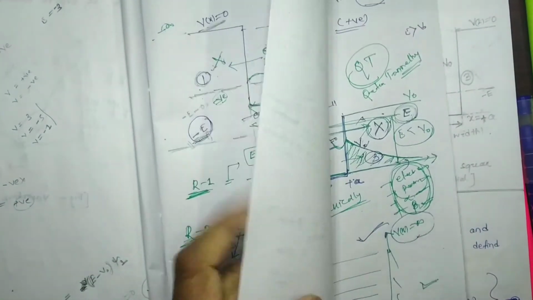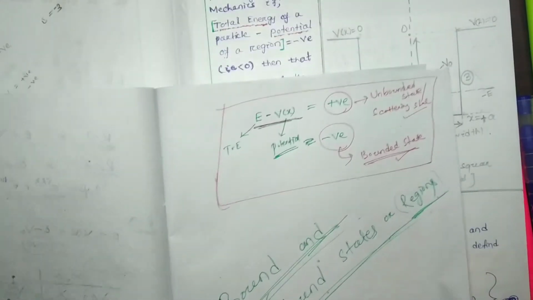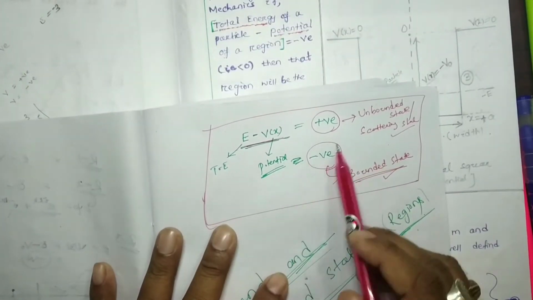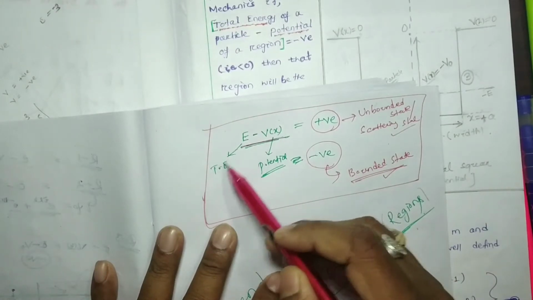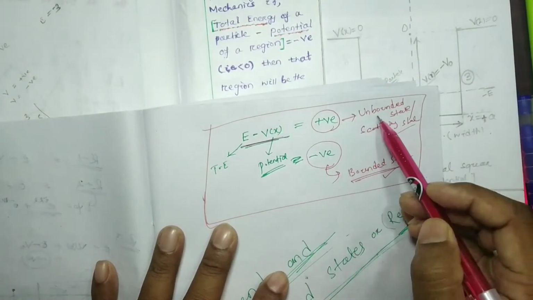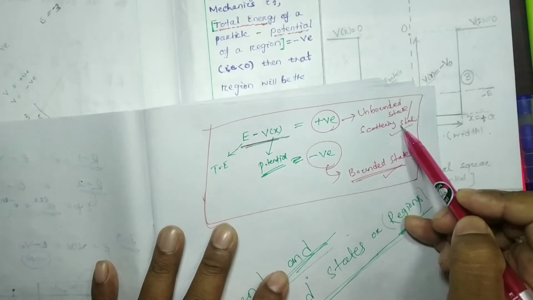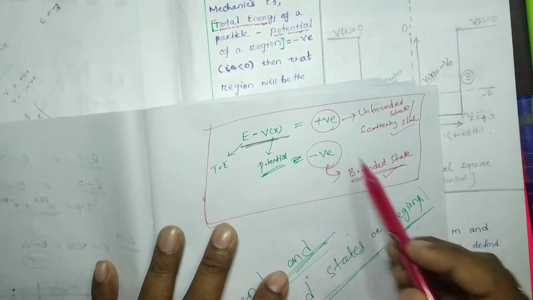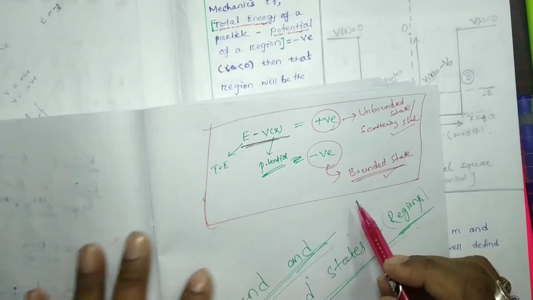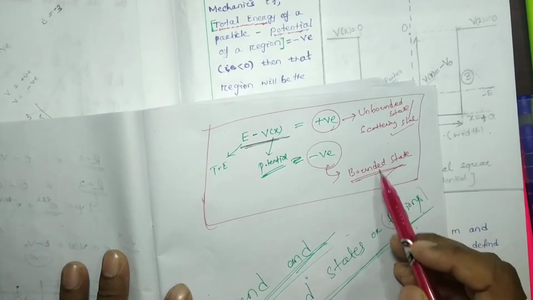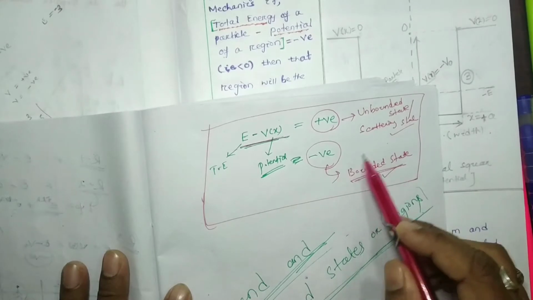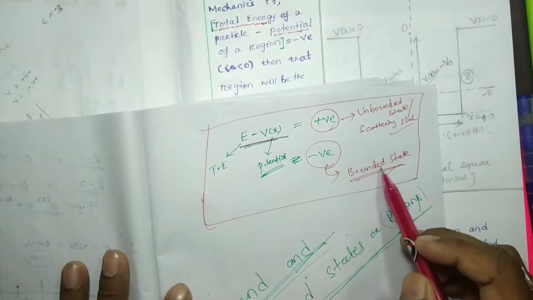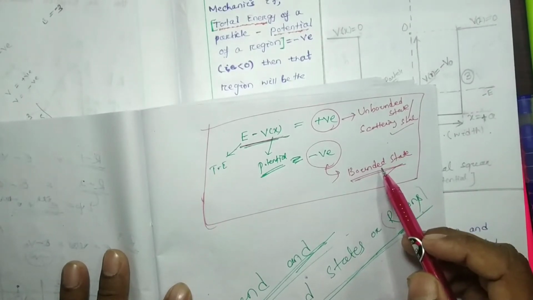So overall I can say, and I also discussed this in the last video, that E minus V0, that is total energy minus potential, if positive, is an unbounded state or scattering state. If it is negative, then it will be a bound state, or bound region, or forbidden region of the particle. That means in that region the particle doesn't have any motion.